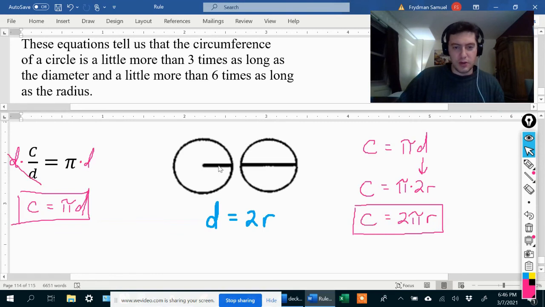Okay, here's the radius over here. The circumference is a little bit more than 6 times as long as this. And here's the diameter of this circle over here. The circumference is a little bit more than 3 times as long as the diameter. Again, if we were to take a string and then measure all these things, then that's what we would find.